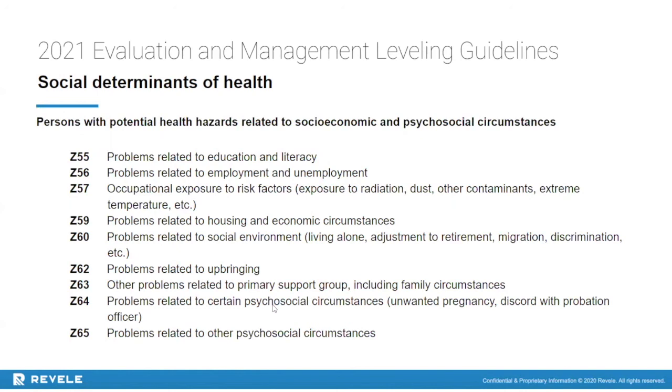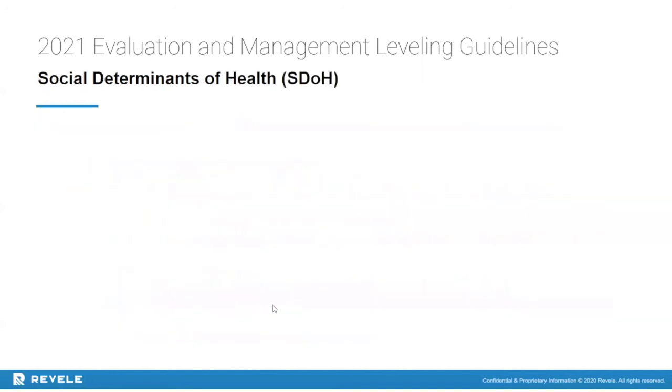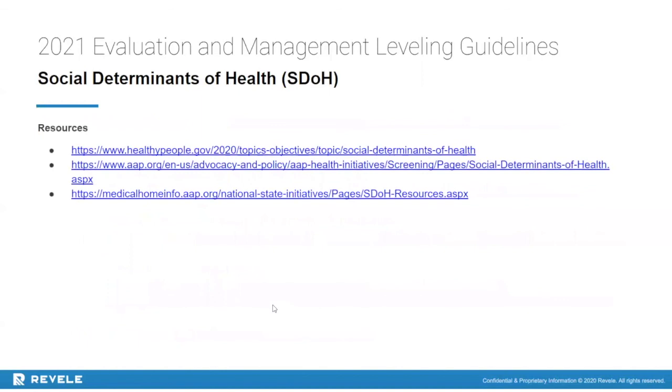Z62 is problems related to upbringing. Z63 is other problems related to primary support group, including family circumstances. Z64 is problems related to certain psychosocial circumstances, such as unwanted pregnancy, discord with probation officer. Z65 are problems related to other psychosocial circumstances. Here we have added a couple of hyperlinks of the different types of health information as it pertains to the social determinants of health.